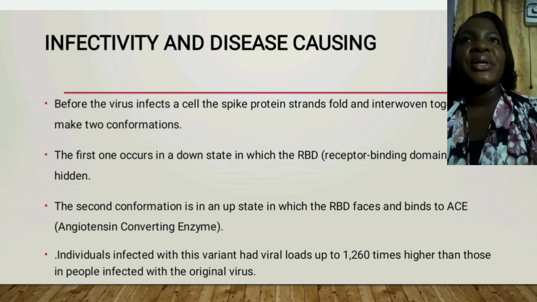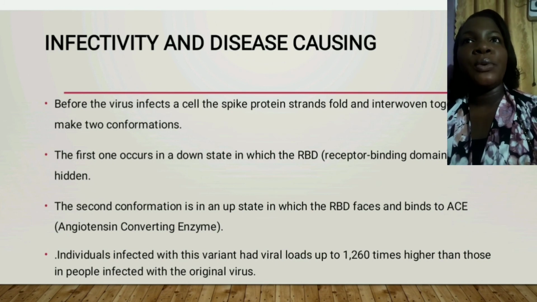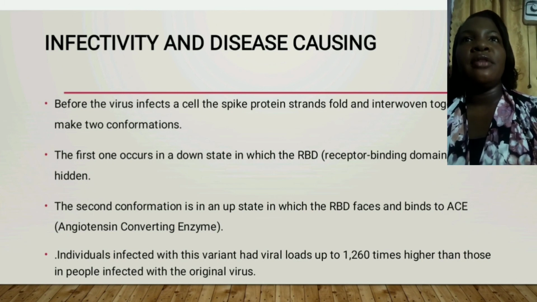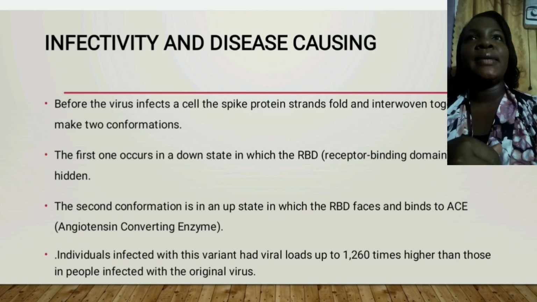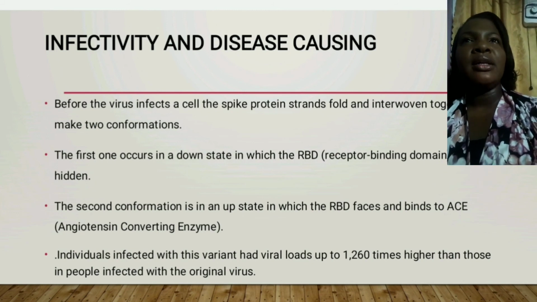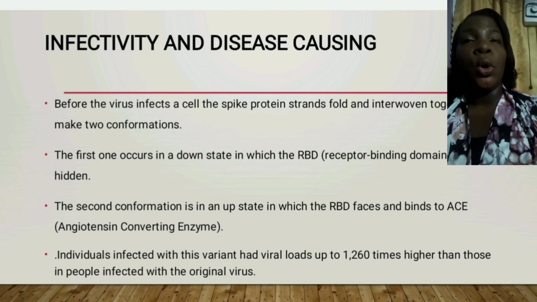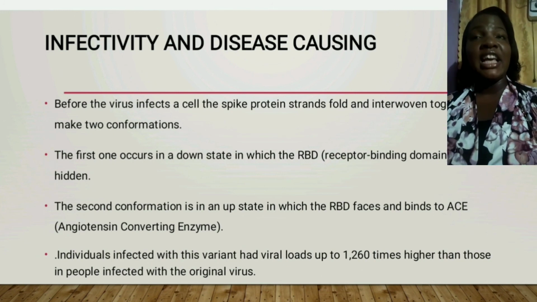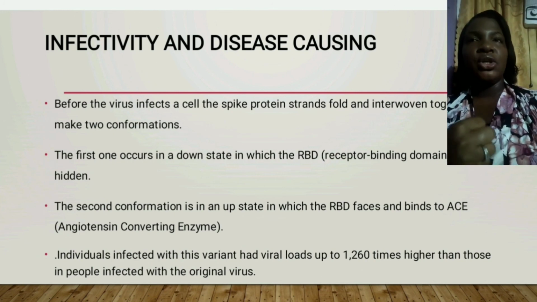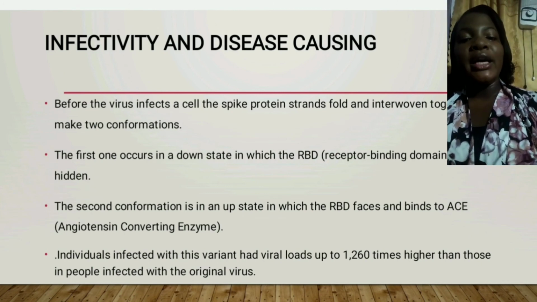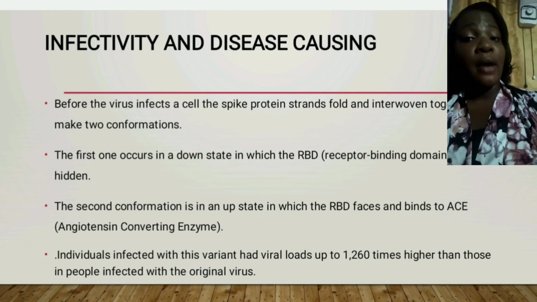Before the virus infects a cell, the spike protein strand folds and intertwines to make two conformations. The first conformation occurs in a down state in which the receptor binding domain is hidden. The second conformation occurs in an up state where the receptor binding domain faces and binds to the angiotensin converting enzymes, and that is how it latches onto the cell to infect a person.